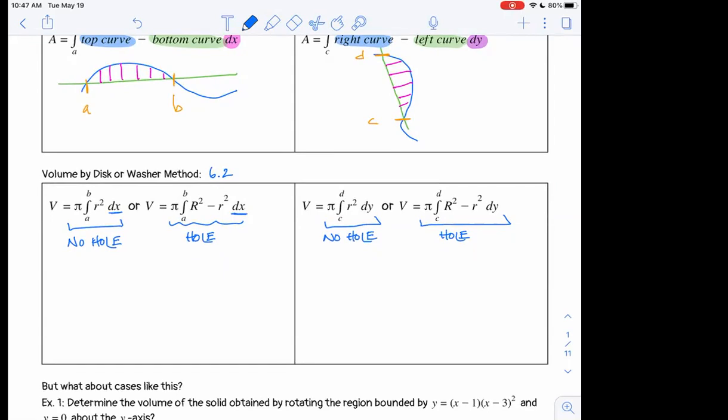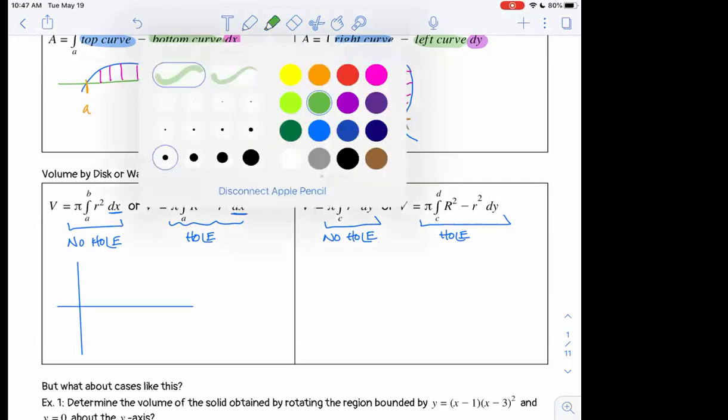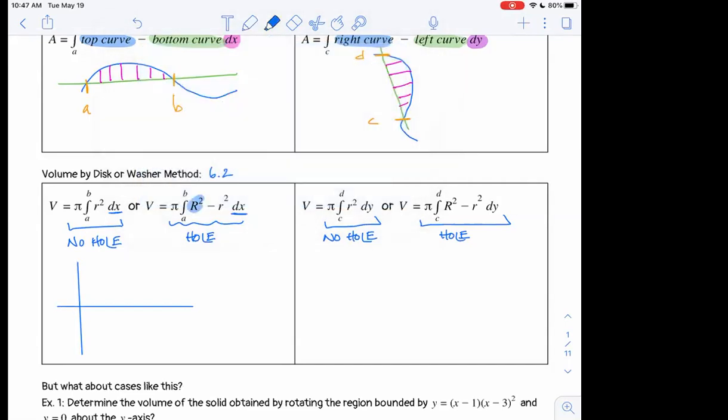Okay, so let me draw a classic picture of what these look like. Let's say we wanted to do a top curve and a bottom curve, like we did in the other one. So let's say we have a big R squared and a little r squared. The big R squared might be something like this. This would be the big R. And then our little r squared might be something like this. This would be our little r.